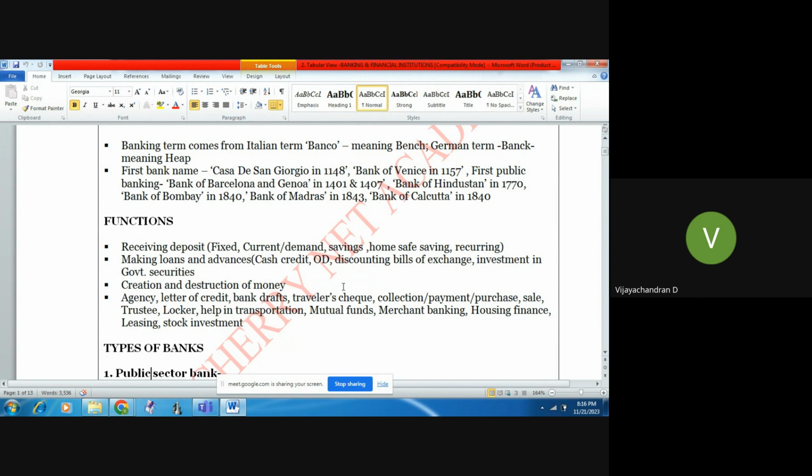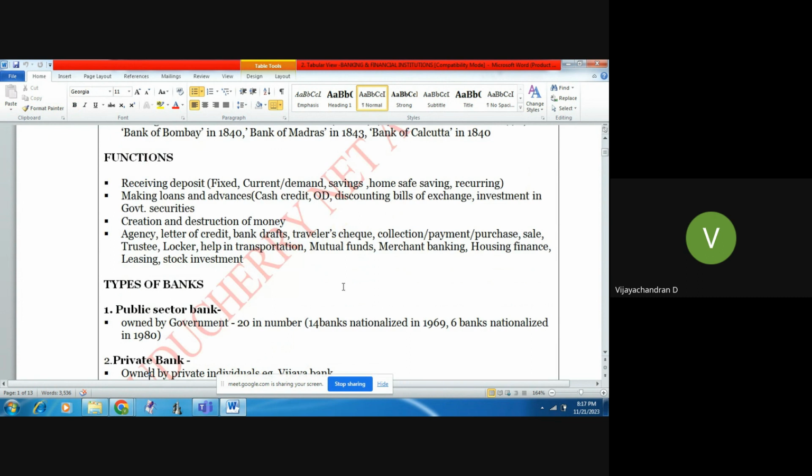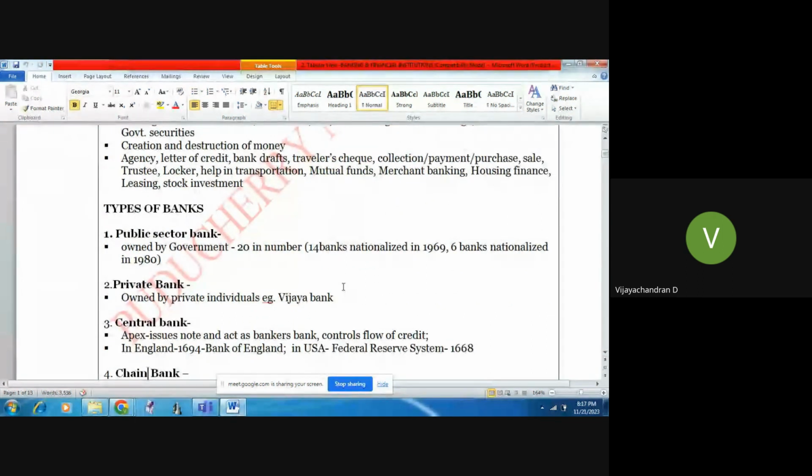Investment in government securities is also done by these institutions. And credit creation. Credit creation means that by accepting deposits, the same money is given to other customers. Agency services: locker, housing finance, merchant bank, mutual fund, transportation, kiosk banking. I told you. What are the types of banks? Public sector banks, 20 in number. As you know, banks have merged.